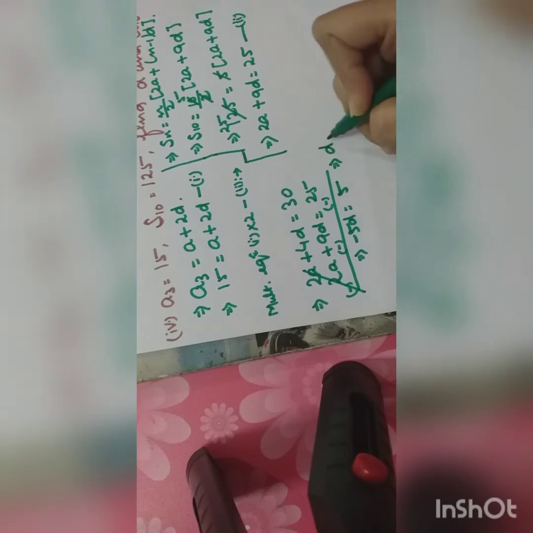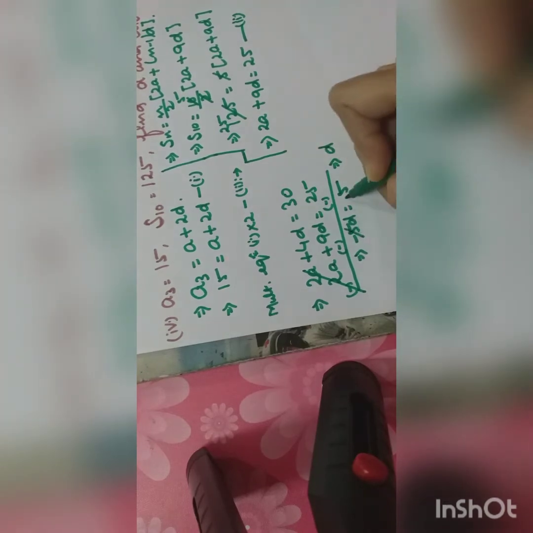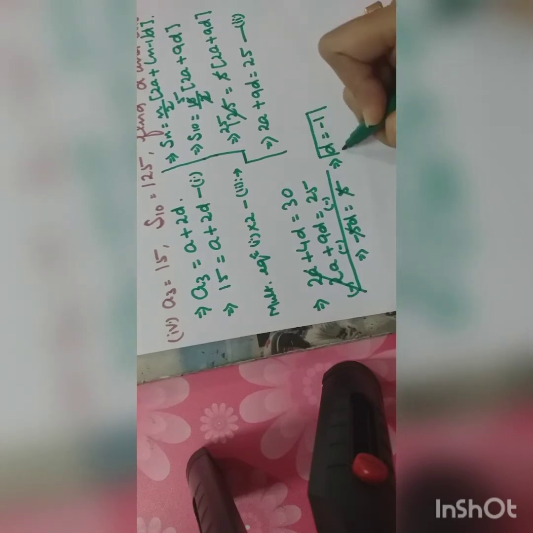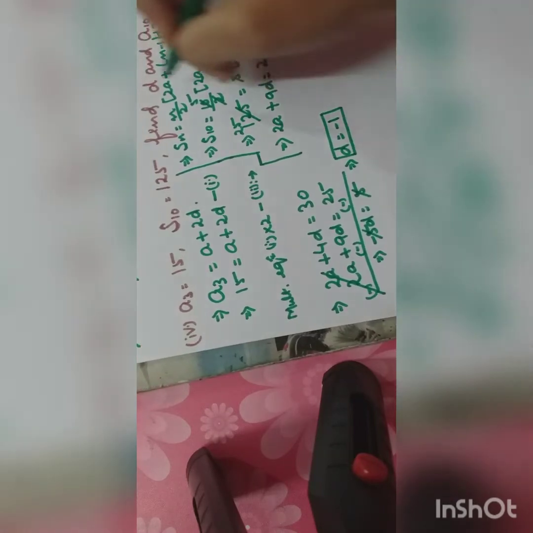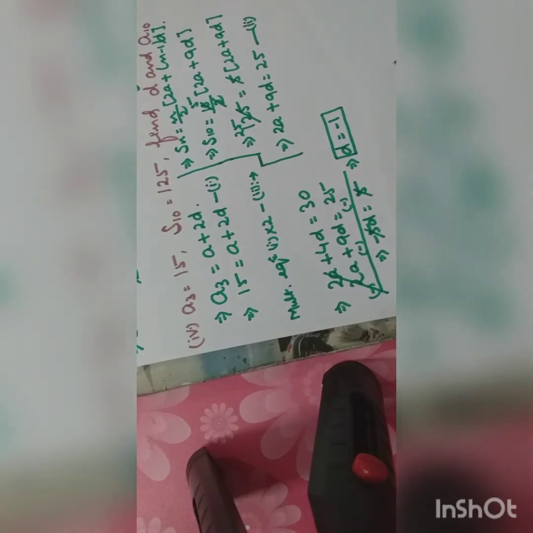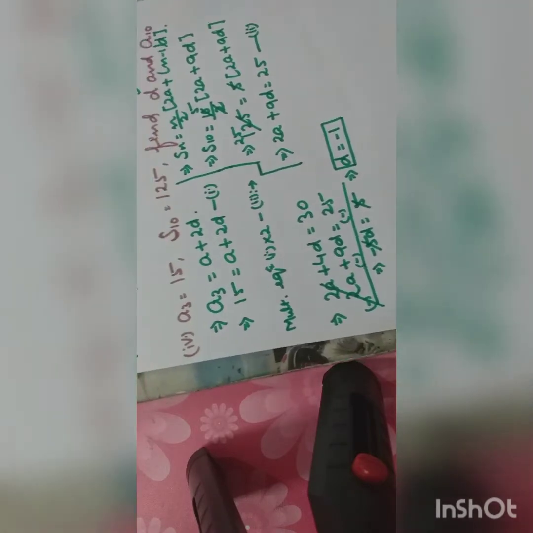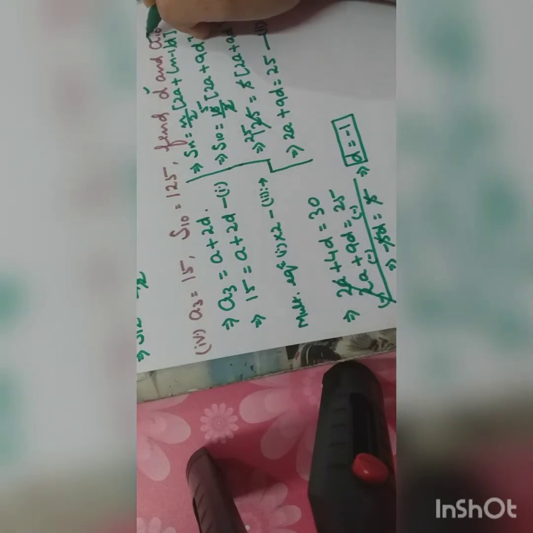So what will the D value be? Since 5 on the LHS and RHS will get cancelled out, the D value will be minus 1. The D value will be minus 1. So one result I have got, that is the value of D. Now I have to find the value of A first in order to find the 10th term of the AP.